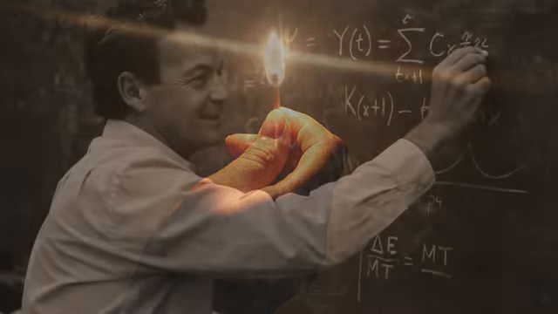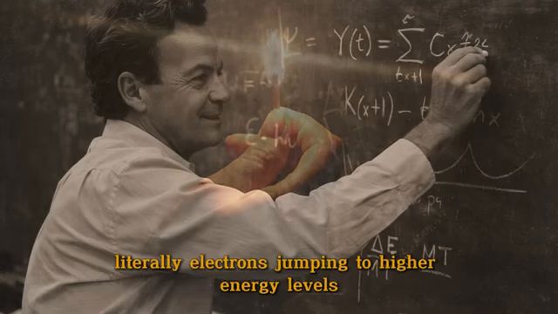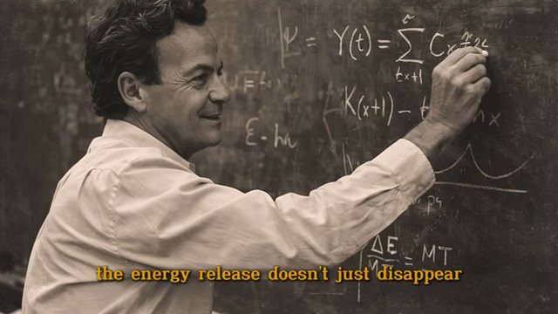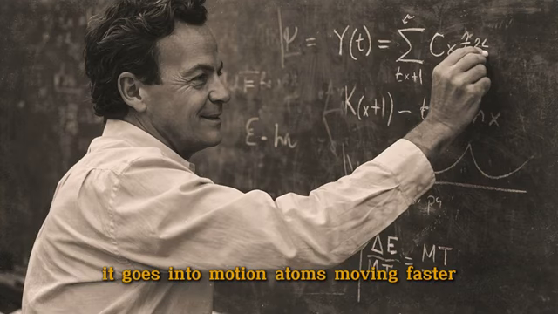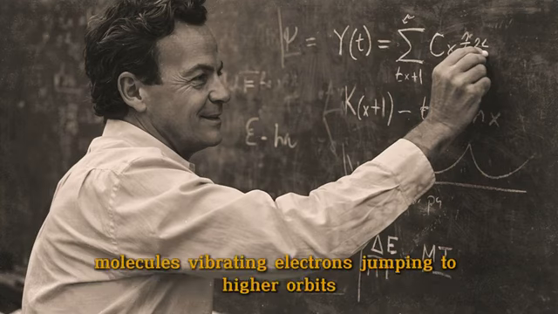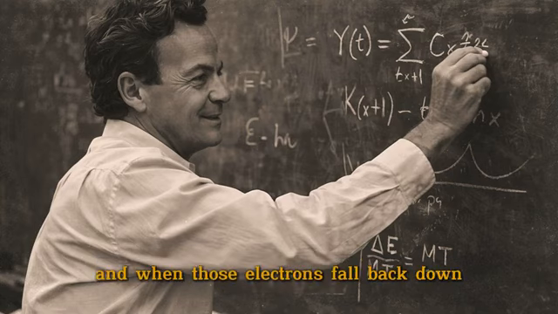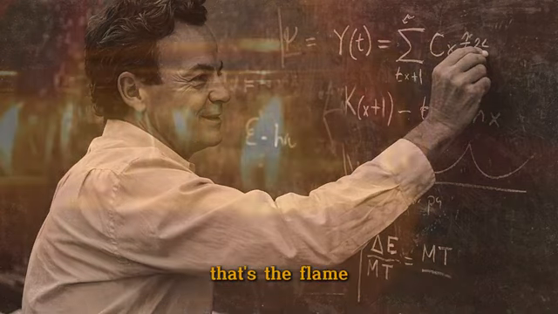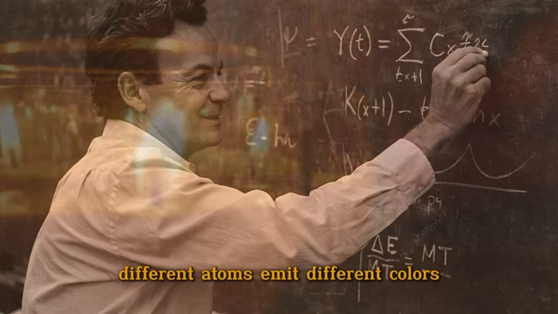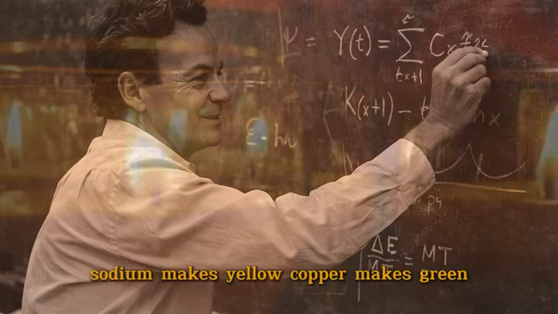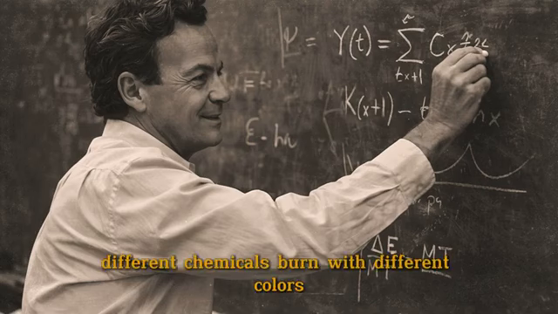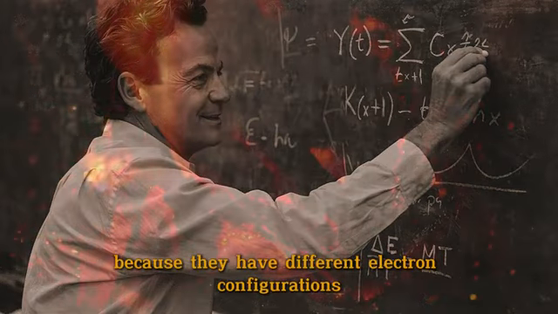The light you see, that's atoms and molecules getting excited, literally electrons jumping to higher energy levels and then falling back down, emitting photons. When carbon and oxygen snap together, the energy released doesn't just disappear. It goes into motion. Atoms moving faster, molecules vibrating, electrons jumping to higher orbits. And when those electrons fall back down, they emit light. That's the glow of the fire. That's the flame. Different atoms emit different colors. Sodium makes yellow, copper makes green, strontium makes red. That's why fireworks work. Different chemicals burn with different colors because they have different electron configurations.